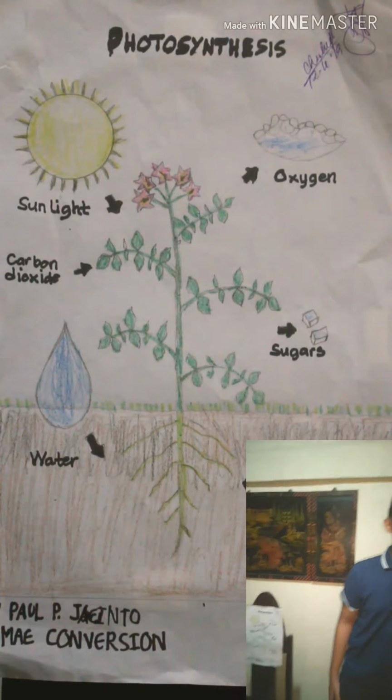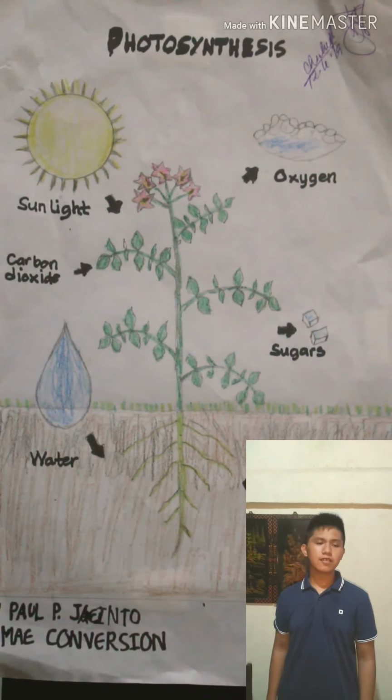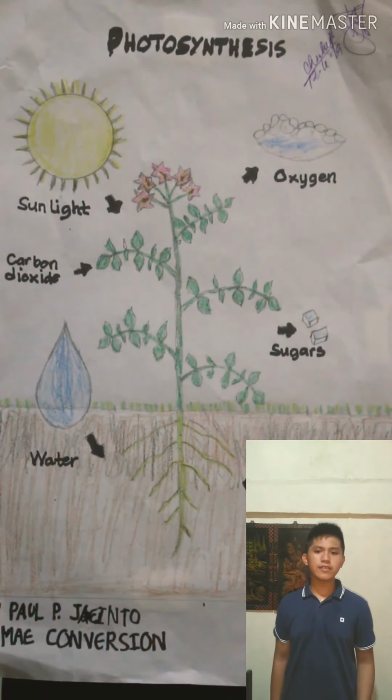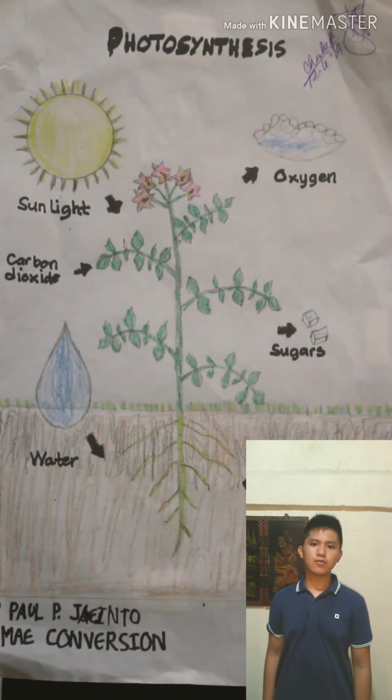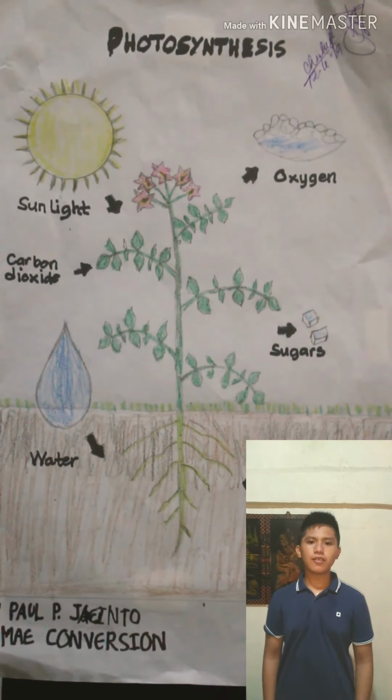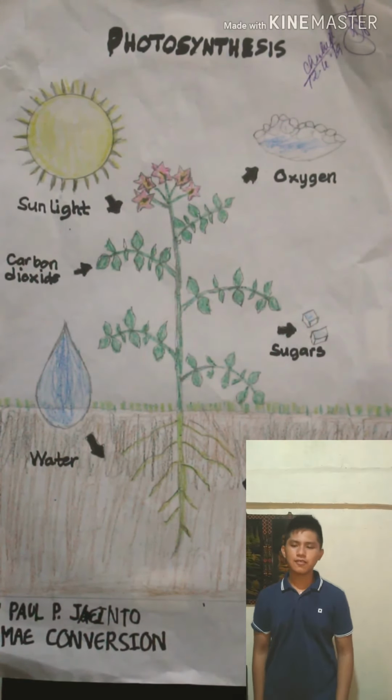Photosynthesis is a process where plants, trees, algae, and some bacteria make their own food and also produce a byproduct called oxygen. There are four raw materials of photosynthesis.